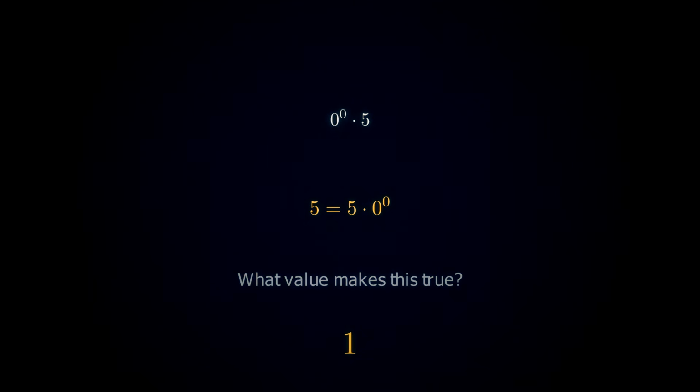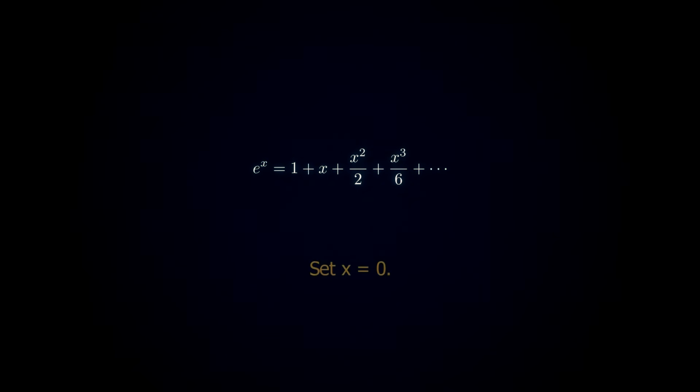If 0 to the 0 were anything else, this equation, and every version of the binomial theorem built on it, would simply be false. There is a second place where the exact same demand shows up. The number e, one of the most important constants in mathematics, can be written as an infinite sum. E to the power of x equals 1, plus x, plus x squared over 2, plus x cubed over 6, and so on forever, each term dividing by a larger factorial.